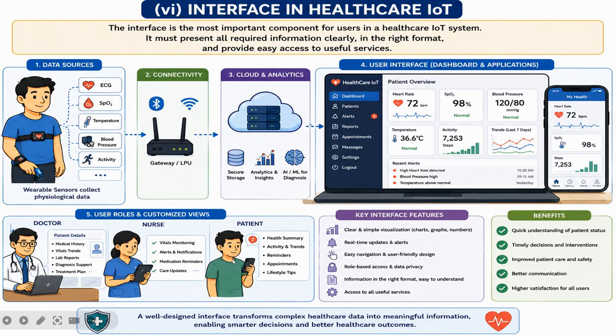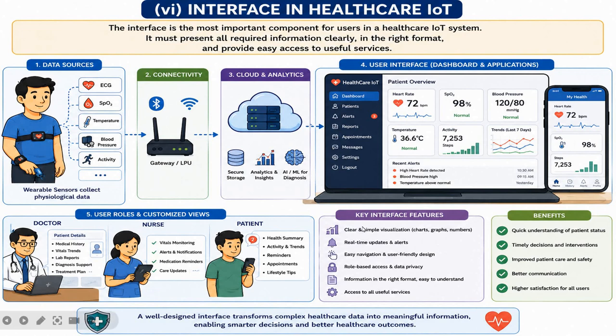Here you can also see how different users will receive customized views based on their roles. Here a doctor can access detailed patient history, laboratory reports, diagnostic information, and the treatment plans. Then a nurse receives information related to vital signs, monitoring, alerts, medication reminders, and patient care updates. Then a patient sees simplified information such as health summaries, activity reports, appointment reminders, and lifestyle recommendations. So this role-based access ensures that users receive only the information relevant to their responsibilities.